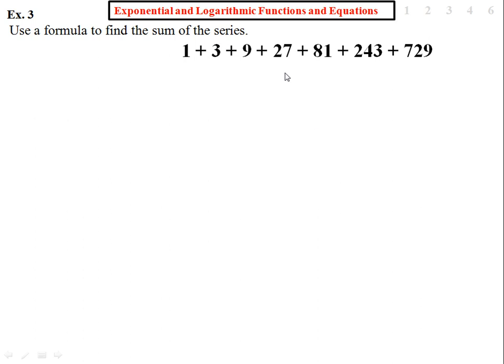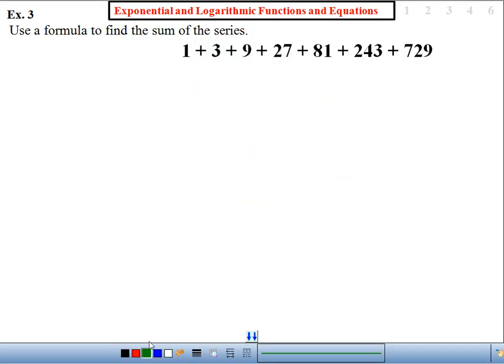Use a formula to find the sum of the series. The series given is 1 plus 3 plus 9 plus 27 plus 81 plus 243 plus 729. Okay, so what is it that we need? Well, we need our A. Do we have our A? Yes, our A is that one, the first term.